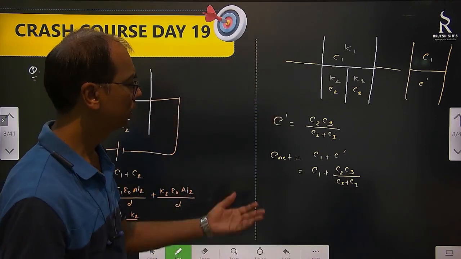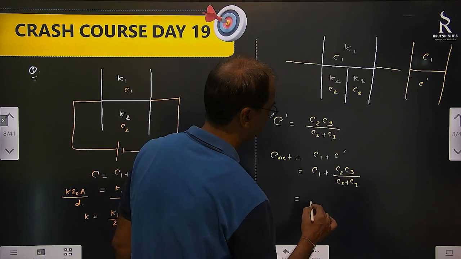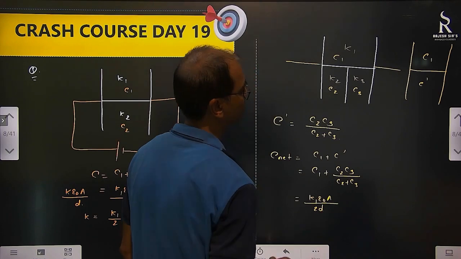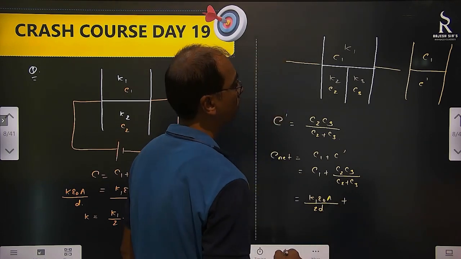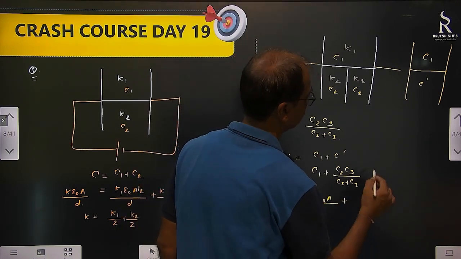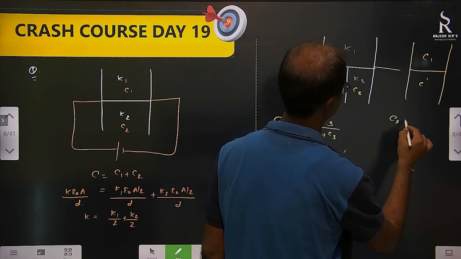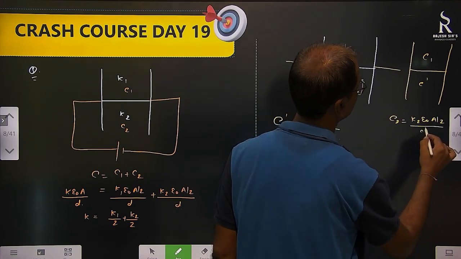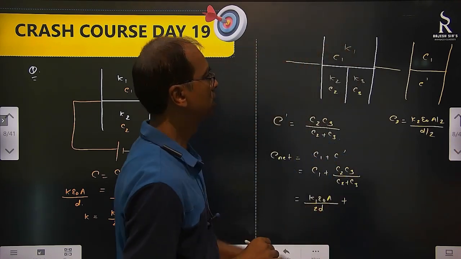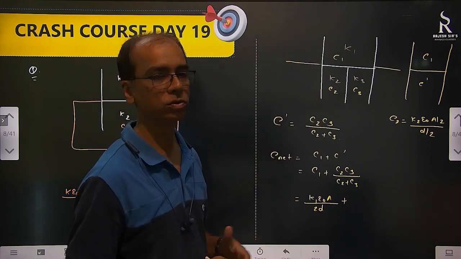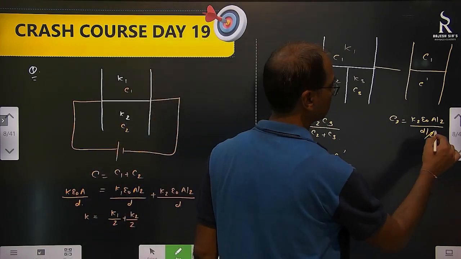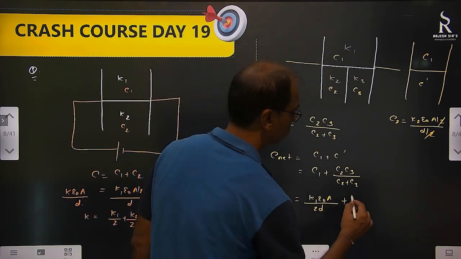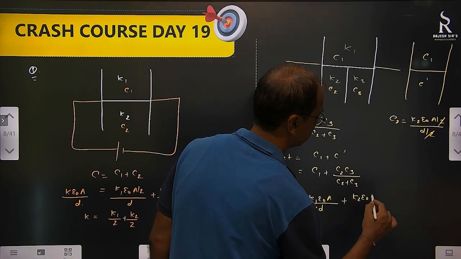Now let's put it. C1 is K1 epsilon naught A by 2D. Now C2, first you write here. C2 is actually K2 epsilon naught A by 2 by D by 2. Its area is also half and separation is also half, so this is cancelled. So what we are getting is K2 epsilon naught A by D.